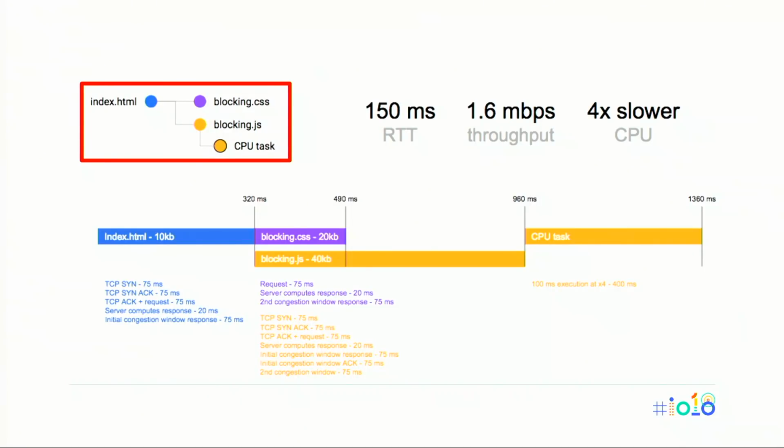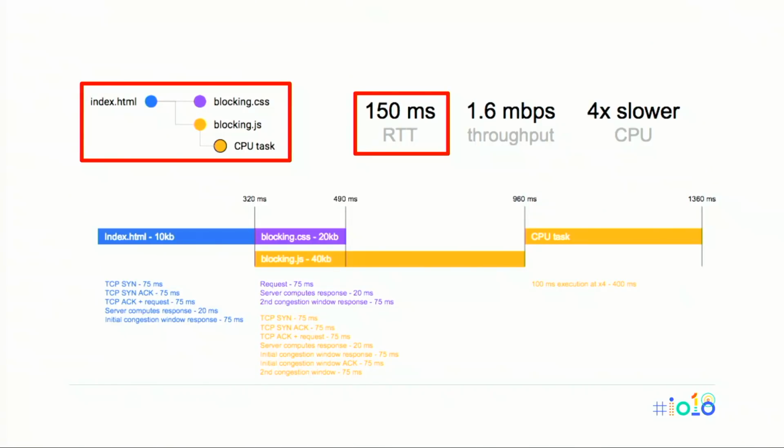And once it knows these are the assets and this is how much the assets weigh, then it takes into account the RTT, the time it would take to transport one packet, and in this case it's 150 milliseconds. This number is estimated based on two variables on the right: the network throughput as well as the CPU throttling.